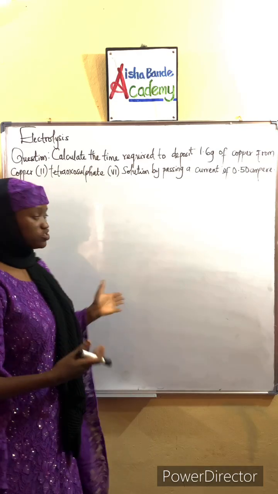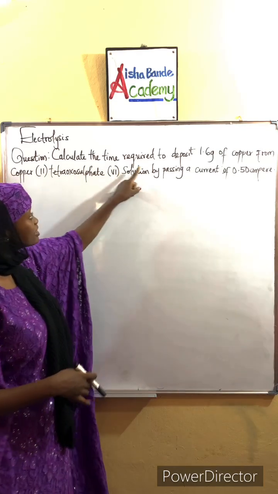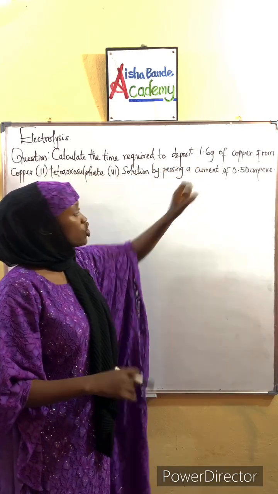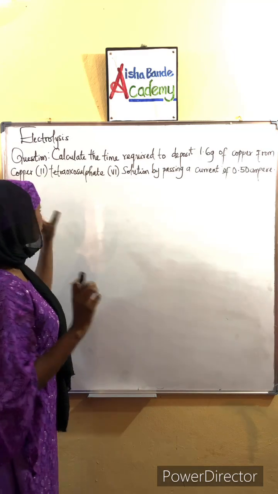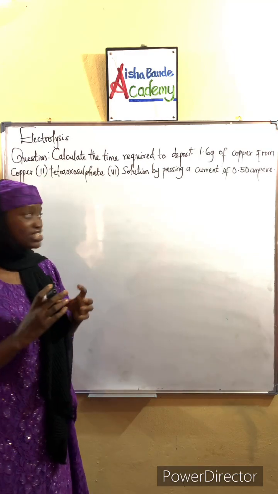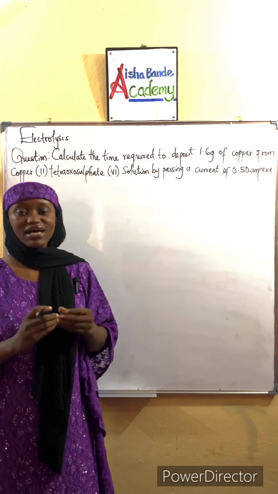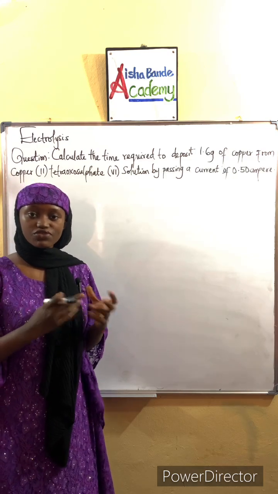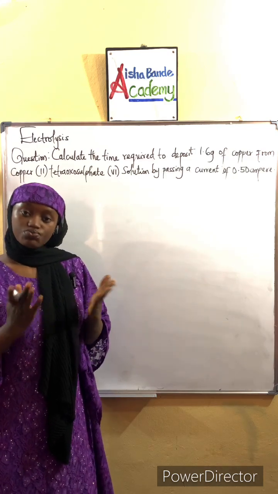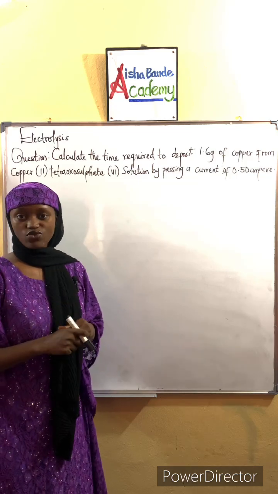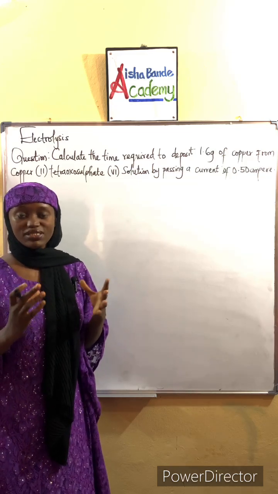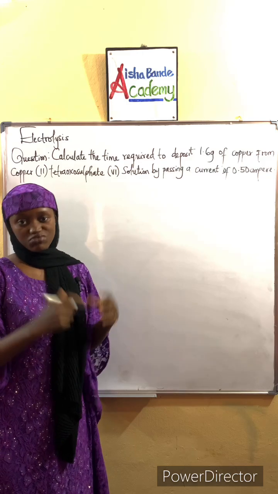So let's solve the question we have on the board, which says: calculate the time required to deposit 1.6 grams of copper from copper tetraoxosulfate 6 solution by passing a current of 0.50 amperes. The first step we need to do when solving any calculation related question is for us to bring out the parameters that have been provided from the question.